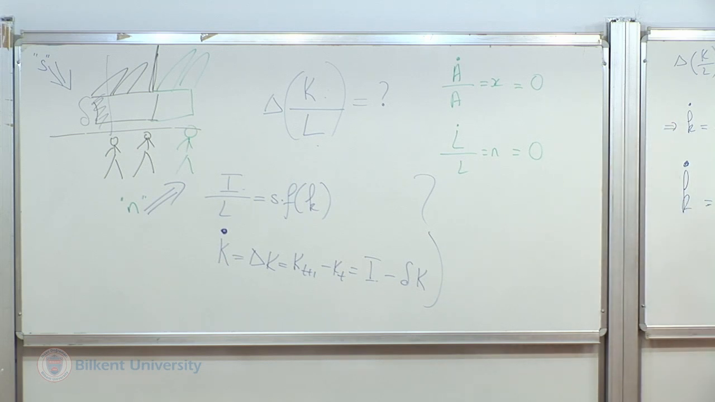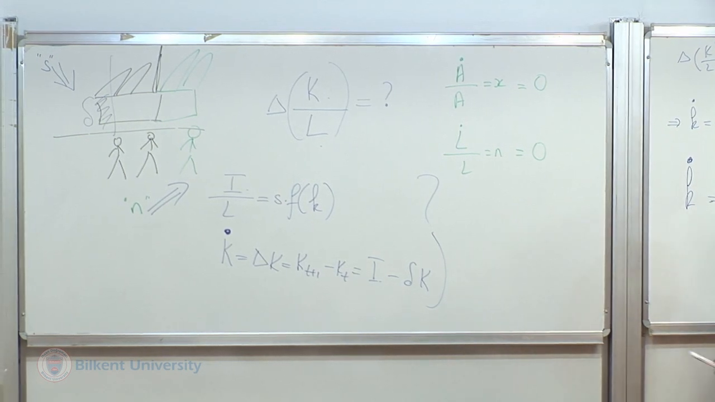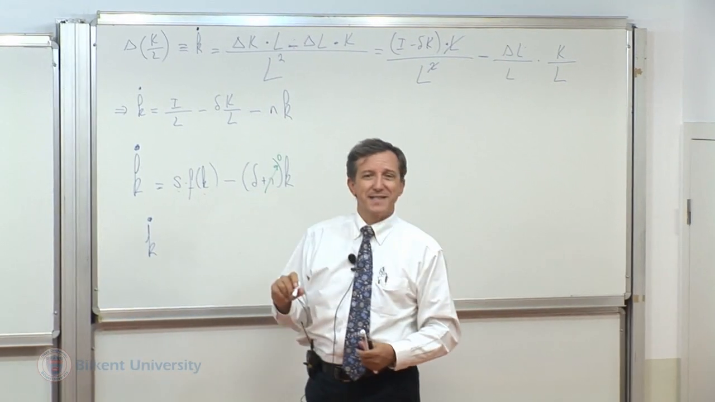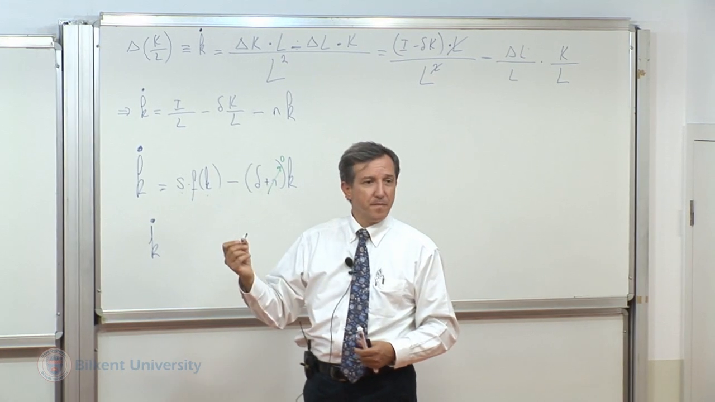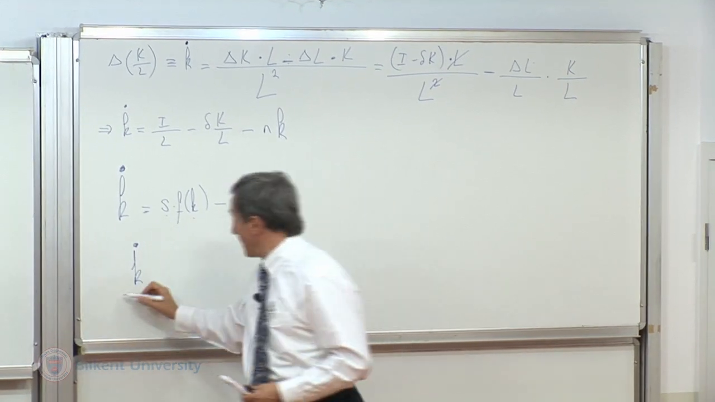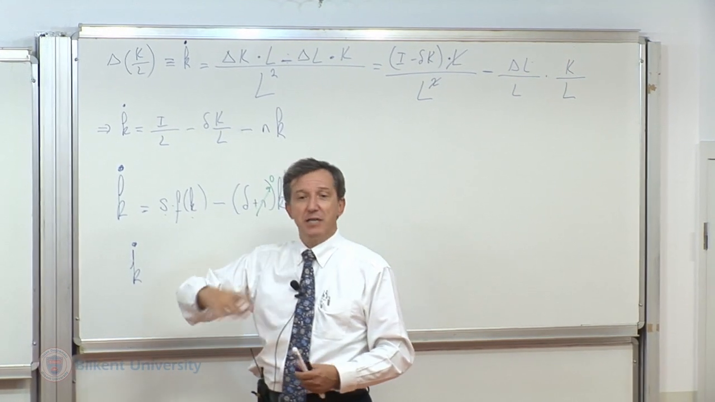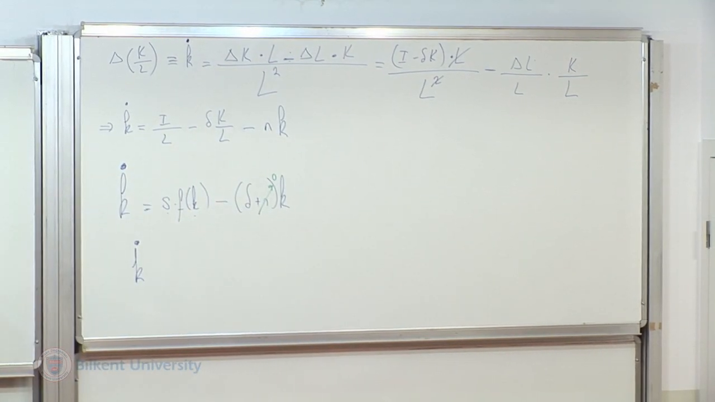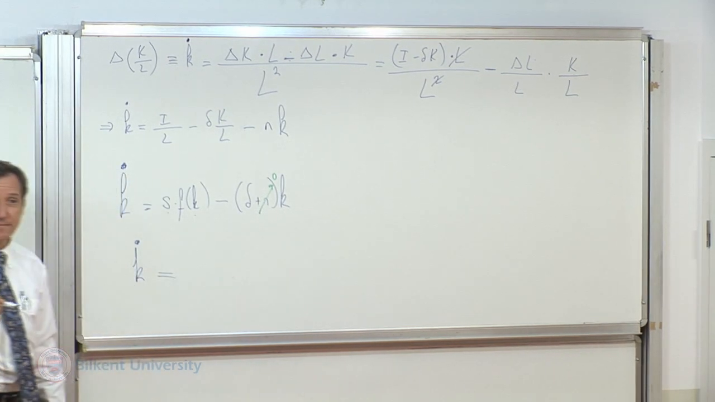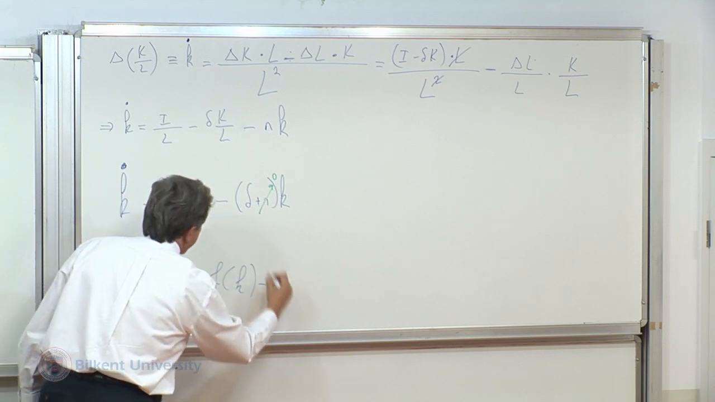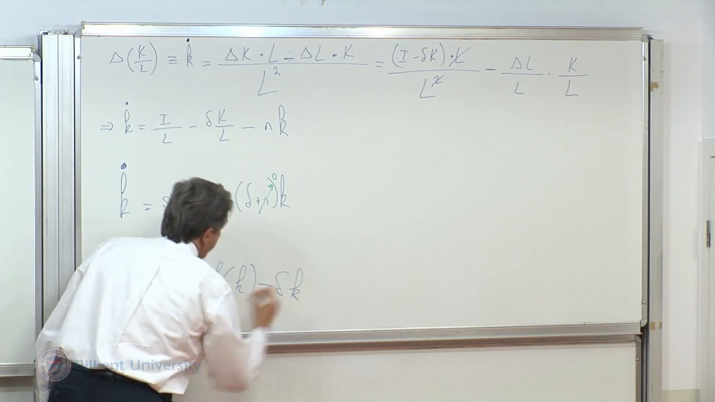So this n goes out. What am I left with? I am left with this equation. K dot. What is K dot in plain words? Not growth rate. It is change in. If I divide it by K, then I have growth rate. Change in capital per labor, machines per worker, is equal to, according to my notation, S times f of k minus, since I assumed n away, delta times k.